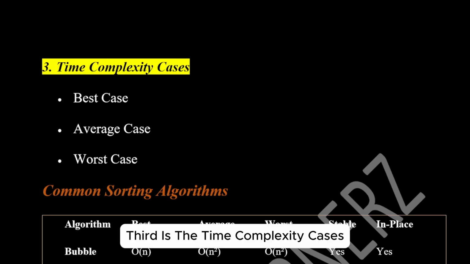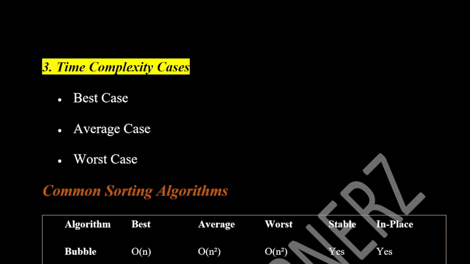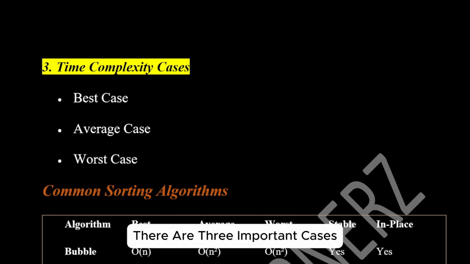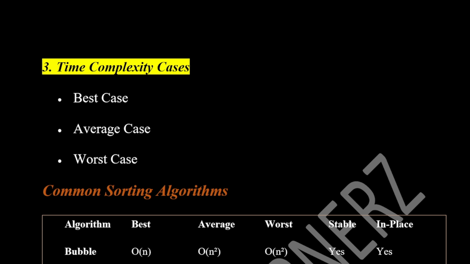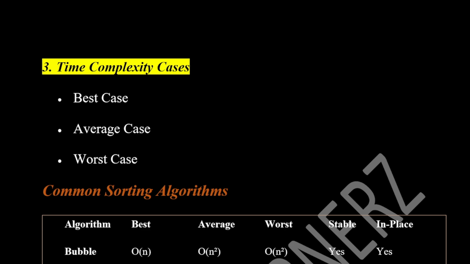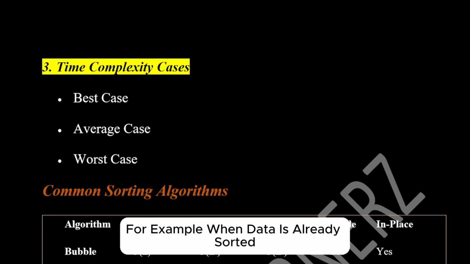Third is the time complexity cases. Time complexity tells us how much time an algorithm takes to run. There are three important cases: best case, average case, worst case. Best case is the minimum time taken. For example, when data is already sorted.